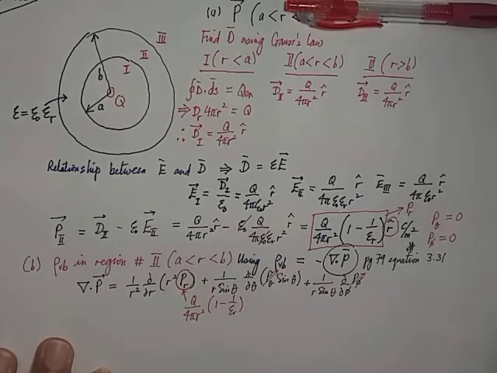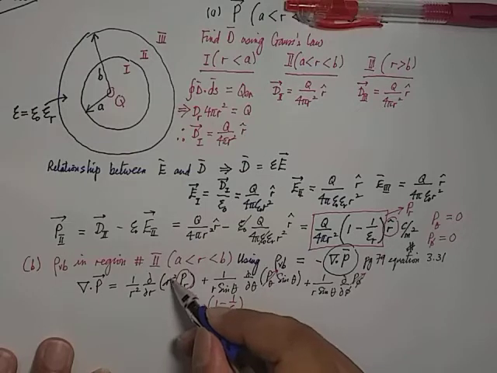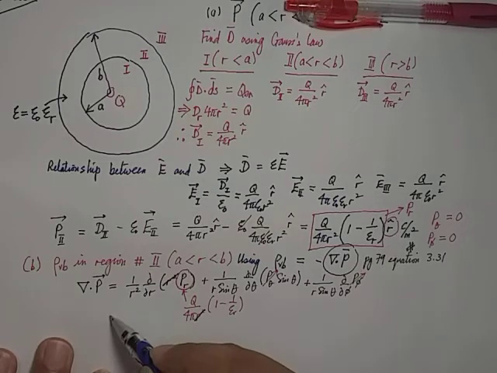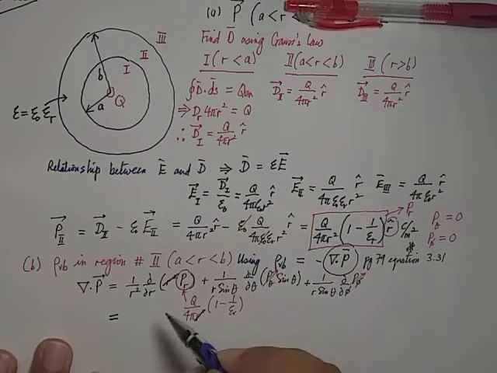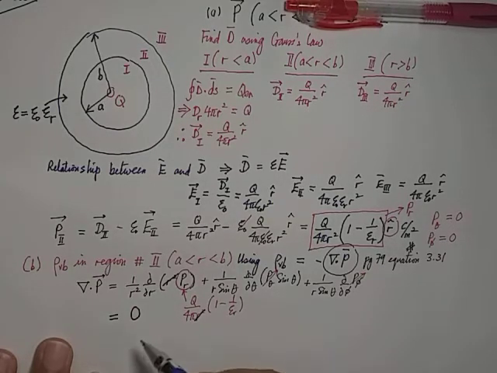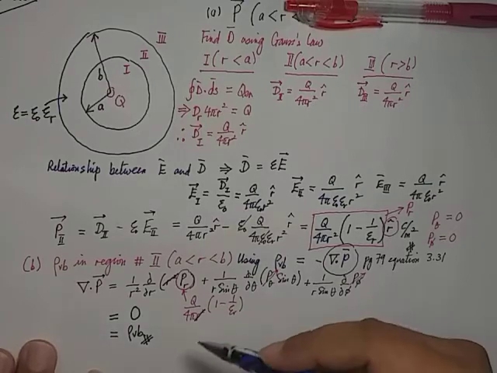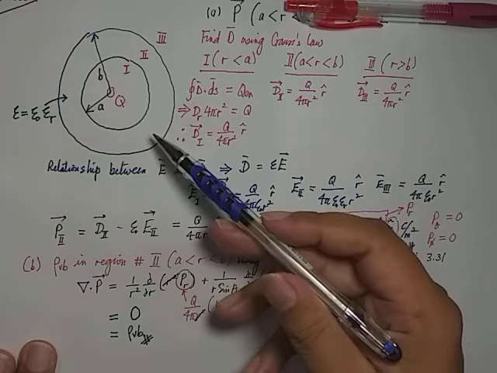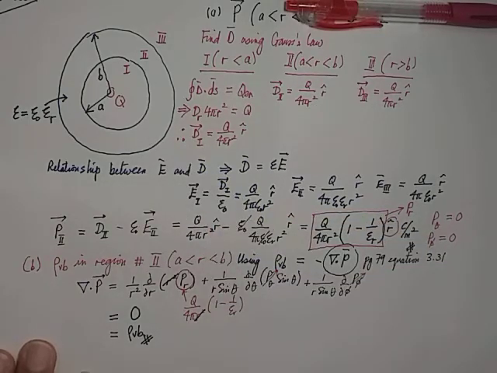Now I can see there's r square here, and then this r square here. So everything inside this bracket is a constant. Therefore, the divergence of P is equal to 0. Therefore, what we are saying is this is equal to rho VB. So rho VB is equal to 0 in region number 2, which is within the dielectric shell. Okay, that's done already. So now let's proceed to the third part.